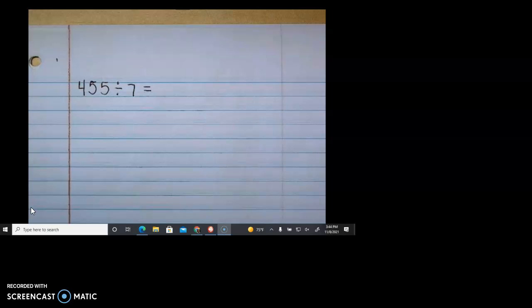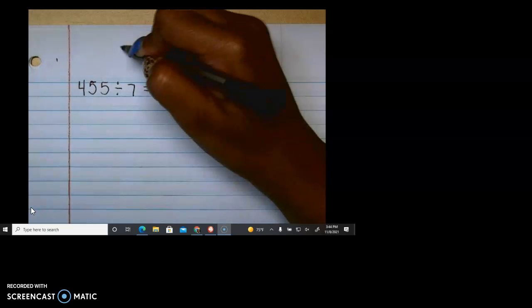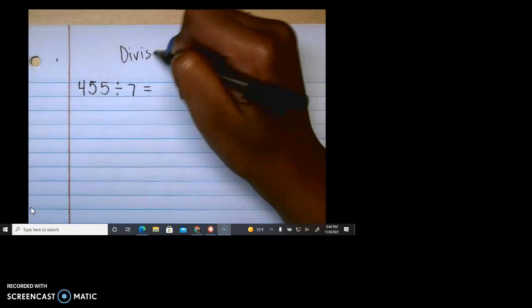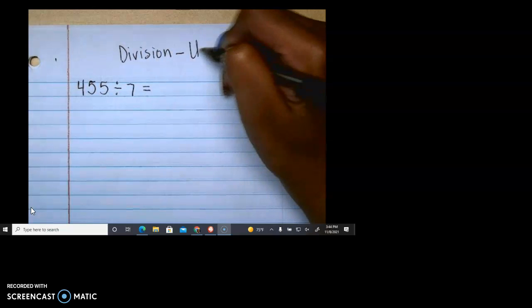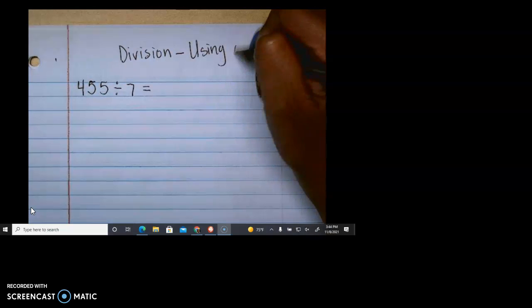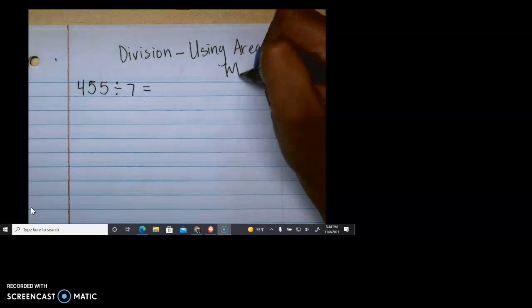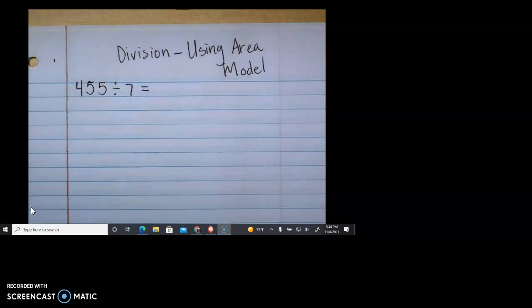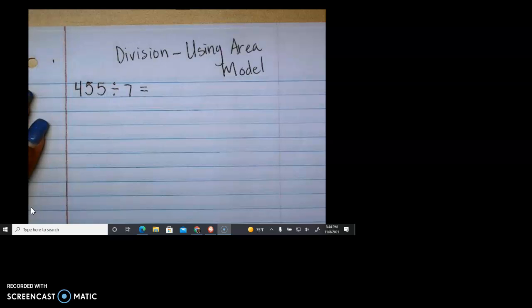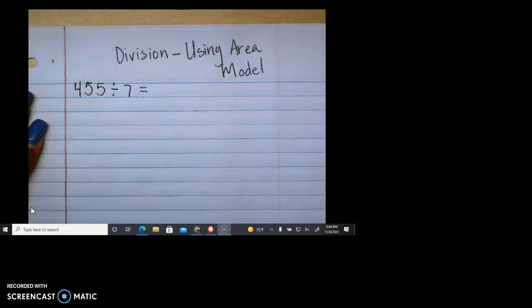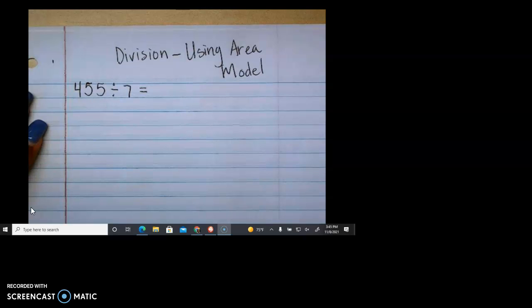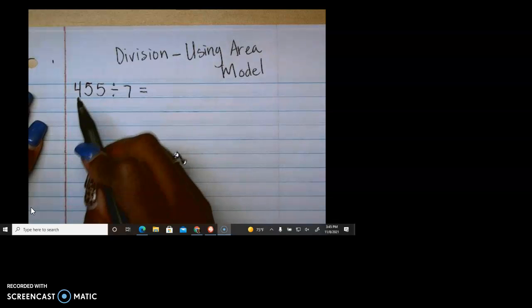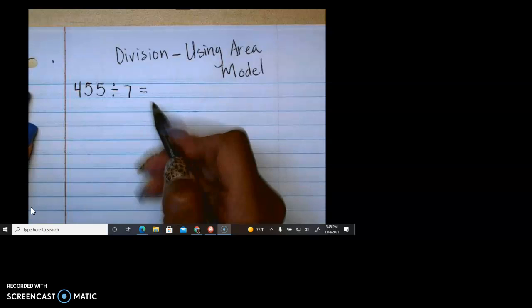This is a second version of how to do division using the area model technique. For parents, this is different from what we learned, but it goes back to really making sure students understand the place value and really the quantity of what they are breaking into equal groups. So we have the number 455 divided by 7.